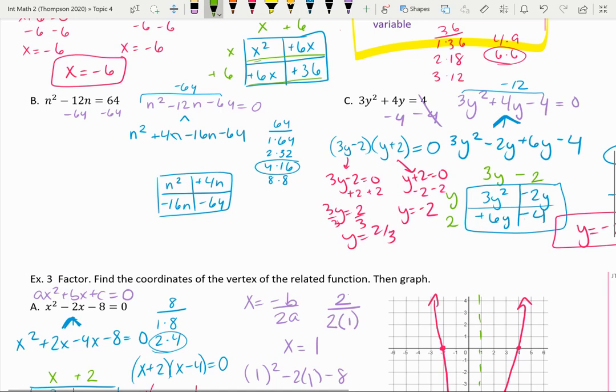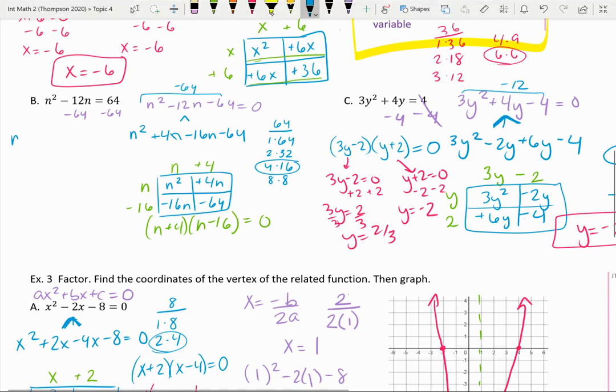And I look for my GCFs, right? My greatest common factors in each column and each row. N squared minus 16n, I can take out an n. Plus 4n minus 64, I can take out a 4. N squared plus 4n, I can take out an n. And then on the bottom, minus 16n minus 64, make sure you take out a negative 16. So when I rewrite this, n plus 4 times n minus 16 equals 0.